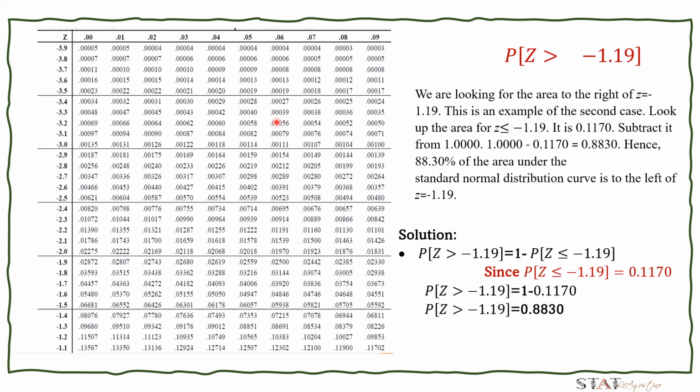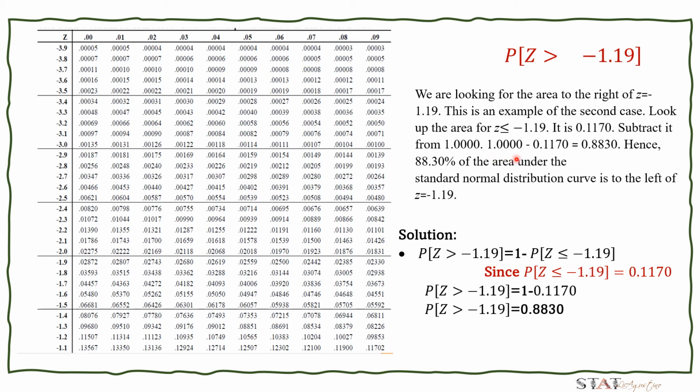So here is the table, using our z table. We are looking for the area to the right of z equal to negative 1.19. This is an example of the second case since it is on the right side. So look up the area of z less than or equal to negative 1.19. Remember the rules on computing the probabilities. So it is 0.1170. Subtract it from 1.